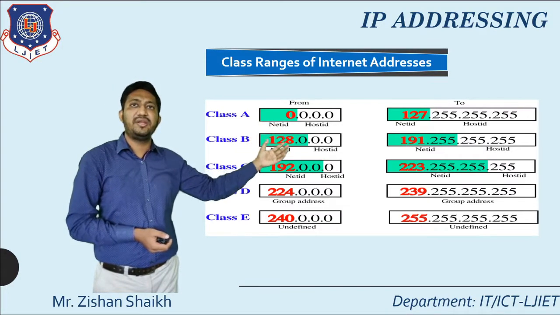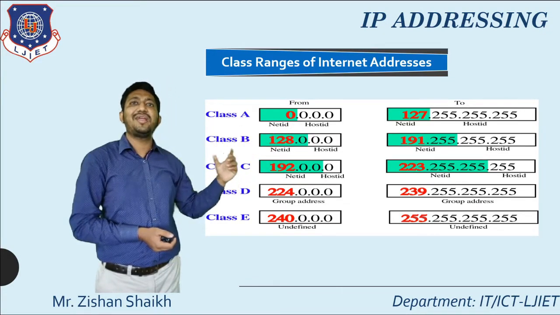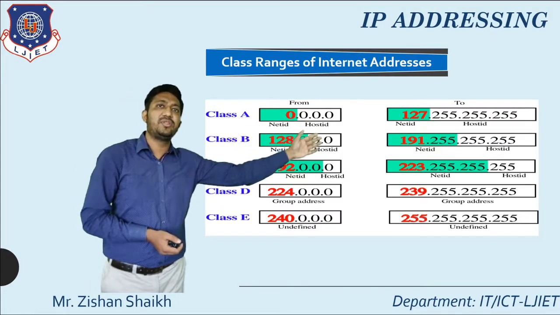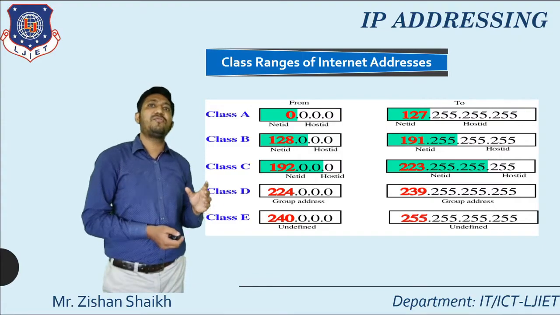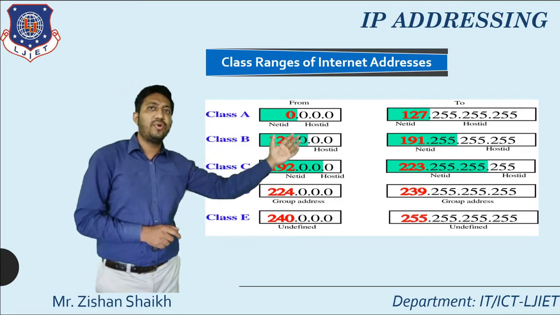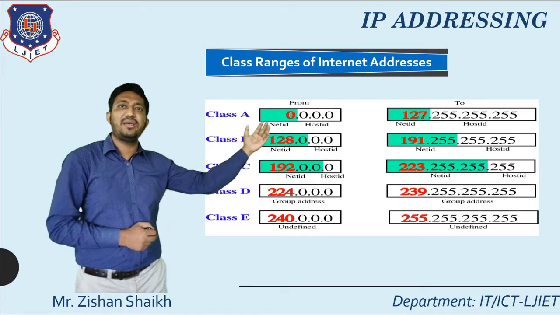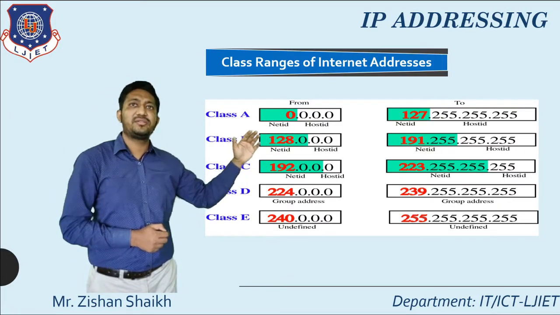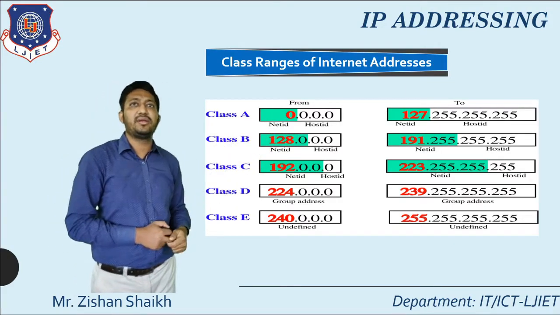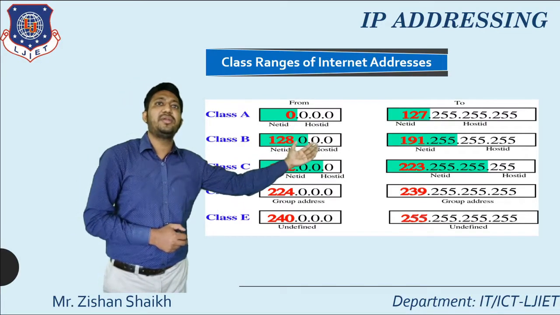The first bit is our network ID and the remaining 3 bits are our host ID. So the total range of class A starts from 0 and ends at 127. We can say that it is 128 addresses, 0 to 127. Now we are moving to class B. The ending of class A is 127, so class B will start from 128 and end at 191.